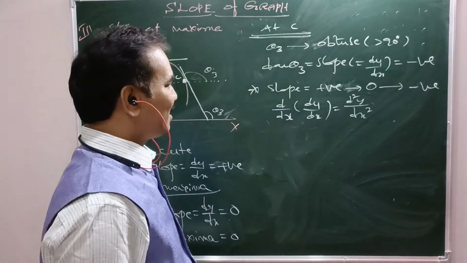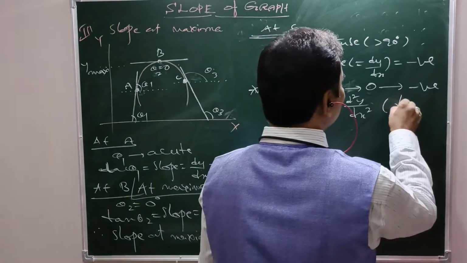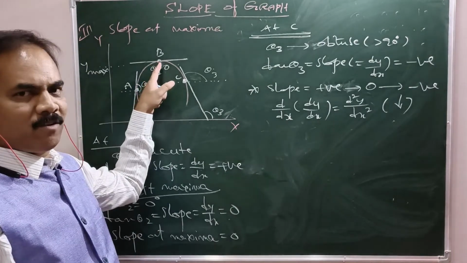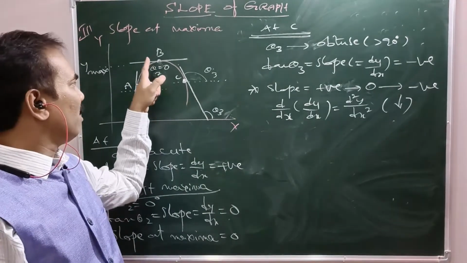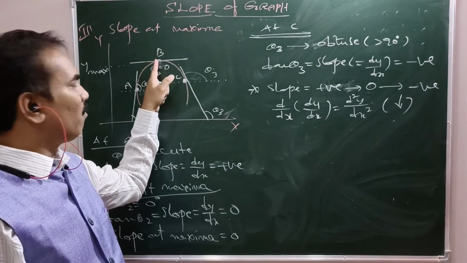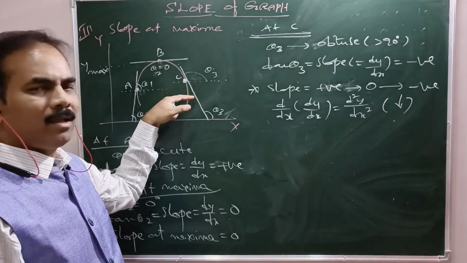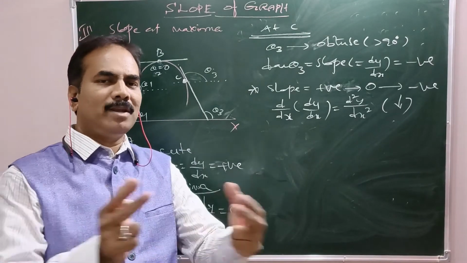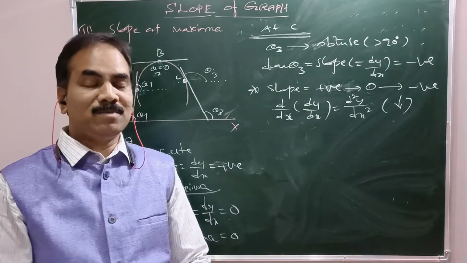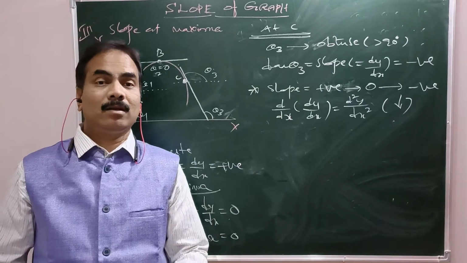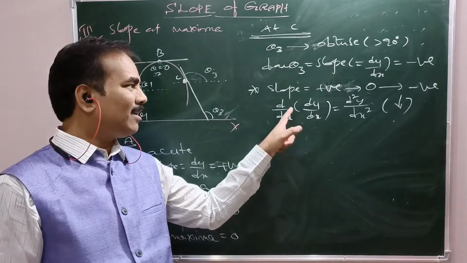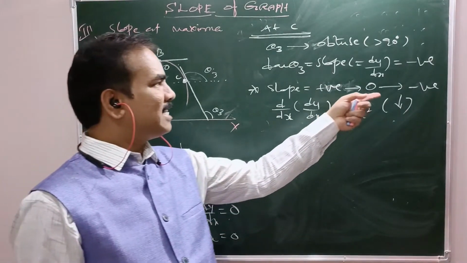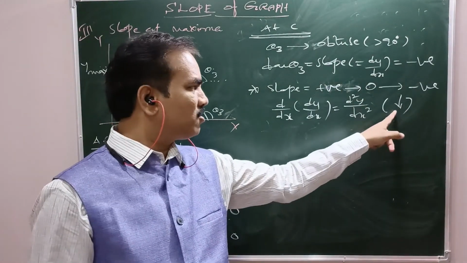What happens? Decreases. Increases or decreases? Decreases. Right? So from A to B, just before B, slope is positive. At B, slope is 0. Beyond B, slope is negative. So slope changes from positive to 0, 0 to negative, which means there must be a rate of change of slope with respect to x. That is d by dx of dy by dx, that is d square y by dx square. So it changes from positive to 0, 0 to negative, what happens?